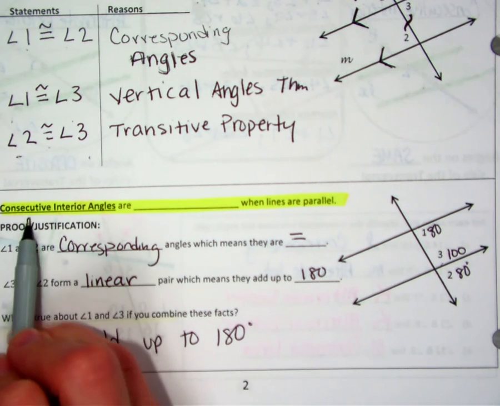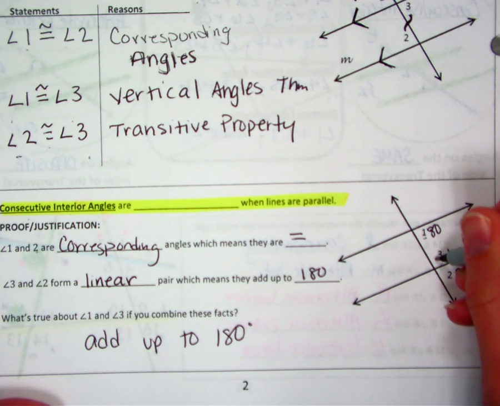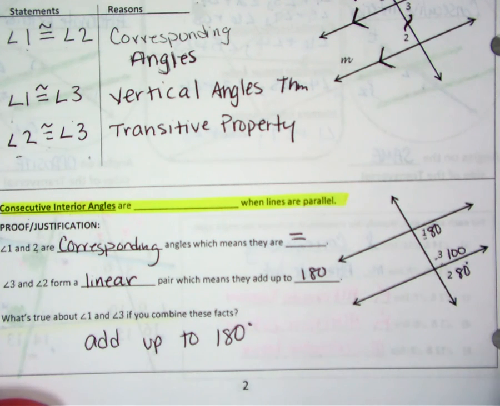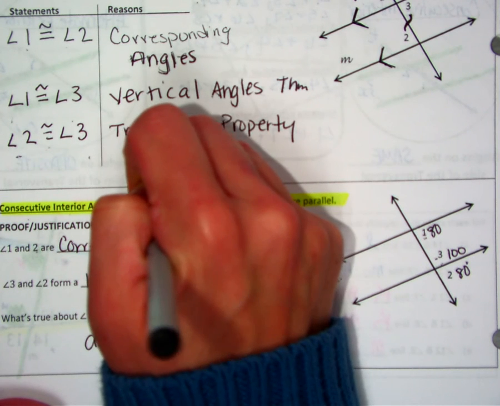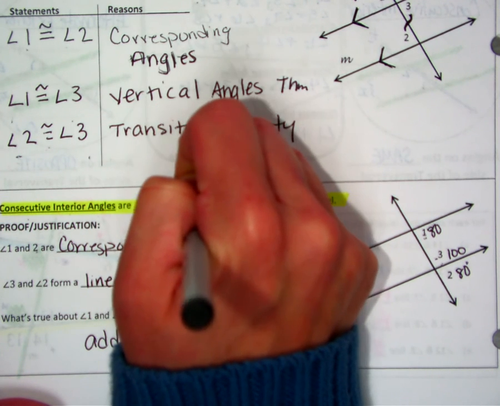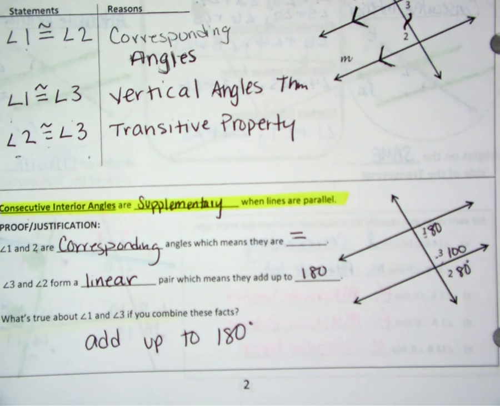So what is true about consecutive interior angles? These are consecutive interiors, 1 and 3. They don't equal each other, but they are, here's the fancy word, supplementary. Sorry that I'm covering it up, but I had to write really small to get it to fit in that box. Supplementary. So consecutive interior angles are supplementary when my lines are parallel.